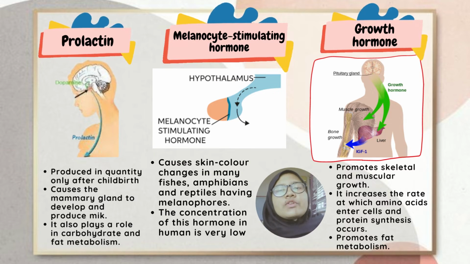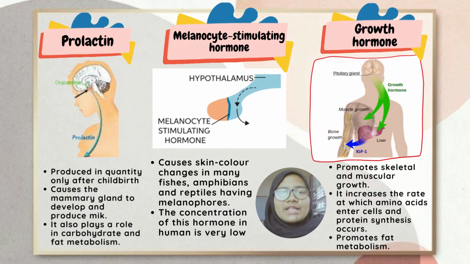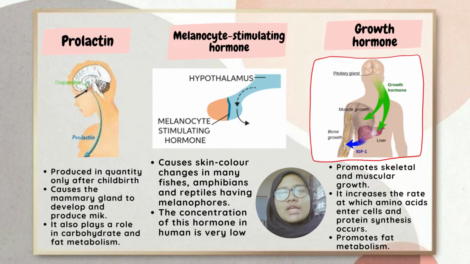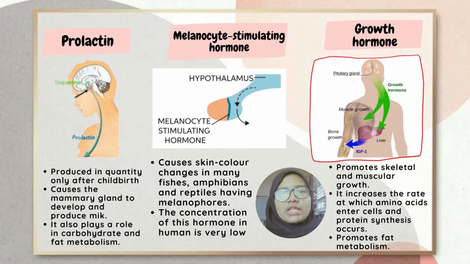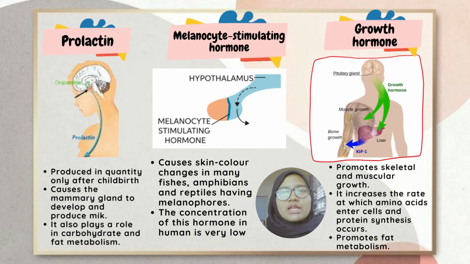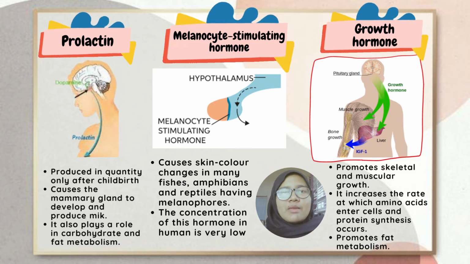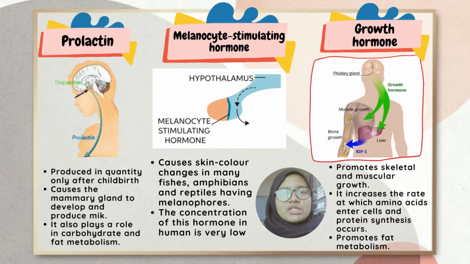Next, we are going to discuss anterior pituitary hormones that do not affect other glands. There are three hormones produced by the anterior pituitary that do not affect other glands. First, we have prolactin, which is produced only after childbirth. It causes the mammary gland in the breast to develop and produce milk. It also plays a role in carbohydrate and fat metabolism.